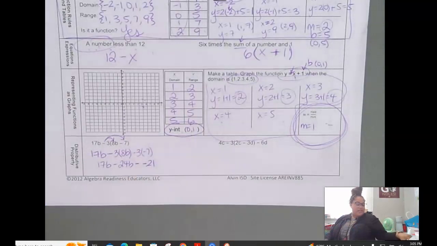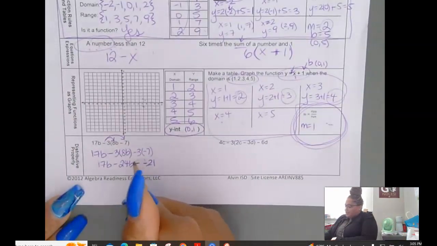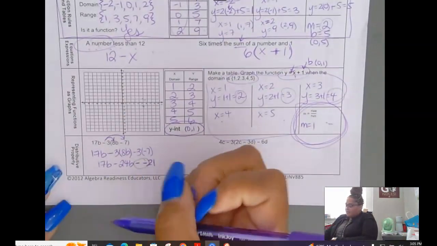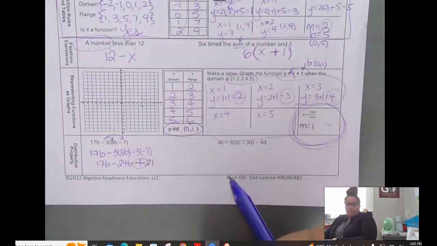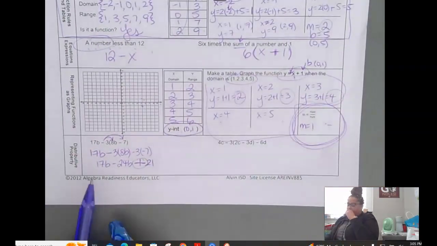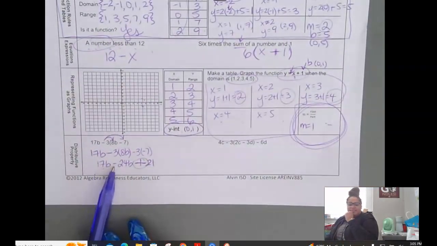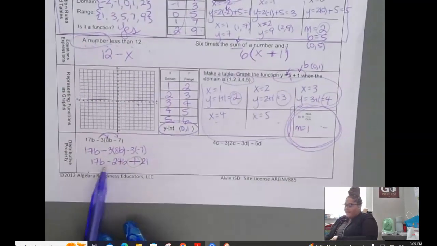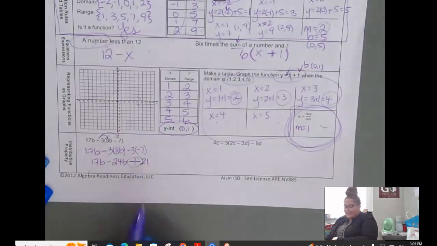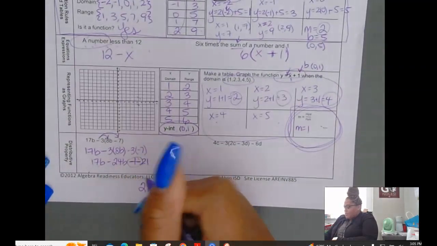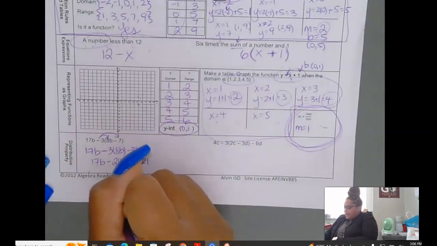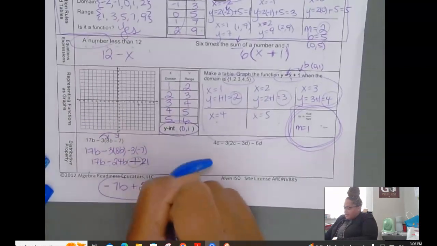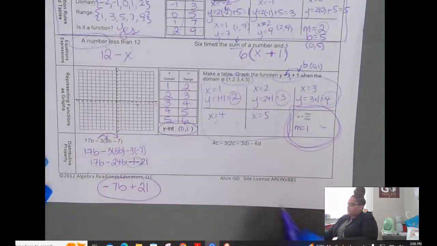If you've been paying attention in class, I've been telling you, you cannot have this double negative. A double negative makes a positive, okay? So make sure that says plus, and then I will combine like terms. 17b minus 24b. These can be combined because these both have b's. This 21 must stay by itself. So it becomes 21, and then 17b minus 24b is negative 7b. And then there's my answer.